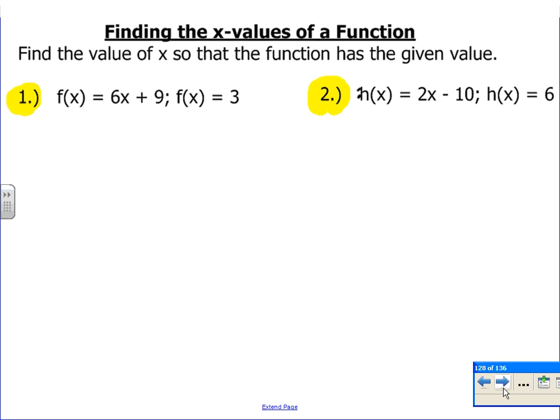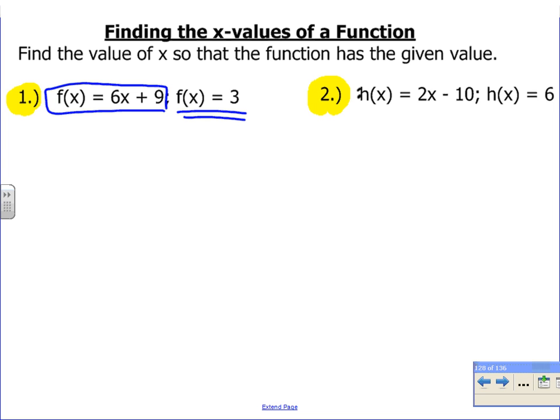Okay, so on page 15, the directions now say that we need to find the x value of a function. So we need to find the value of x so that the function has the given value. So if you look here, we now have our function, and then they tell us instead of x equals something, they tell us what f of x equals. So I want someone to tell us f of x is the same thing as what? Okay, hopefully you said y.